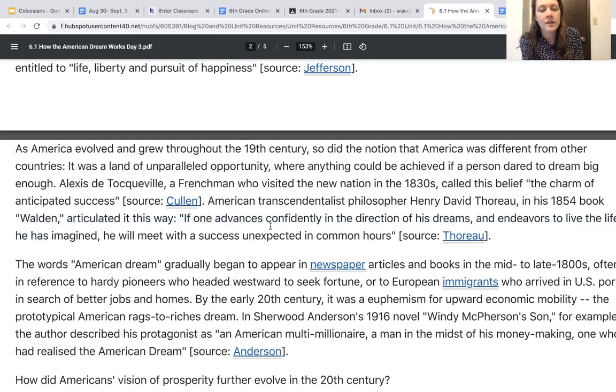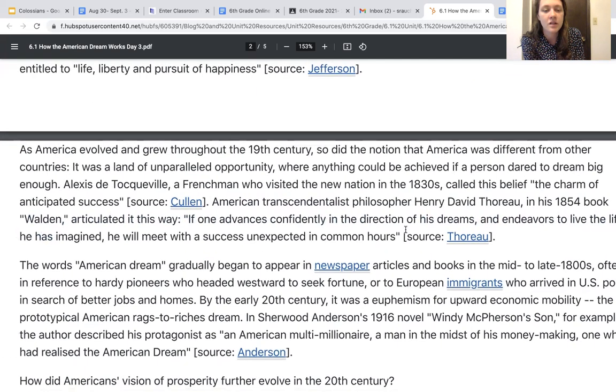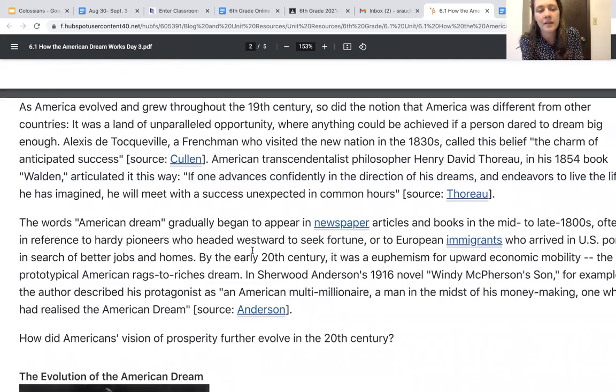If one advances confidently in the direction of his dreams, and endeavors to live the life that he has imagined, he will meet success unexpected in common hours. So there we have again this idea of success that goes along with the American dream. A lot of people are believing, if they're believing this American dream, that if you work hard enough, then you will have success because you live in America.